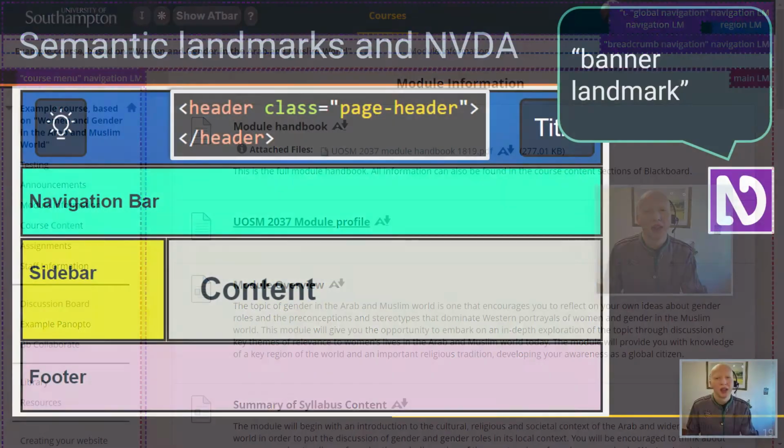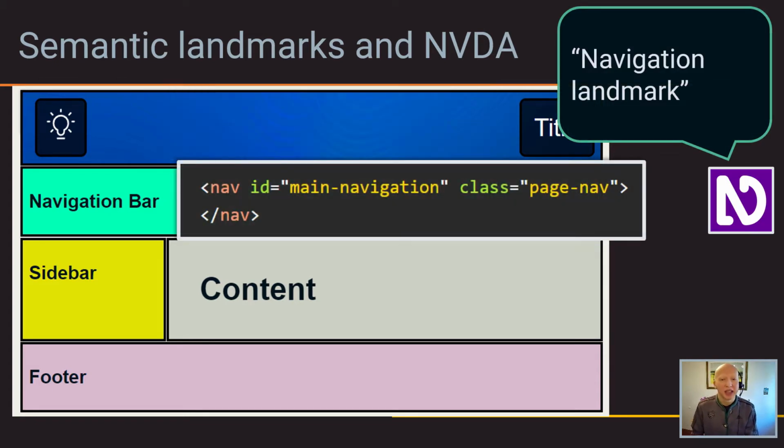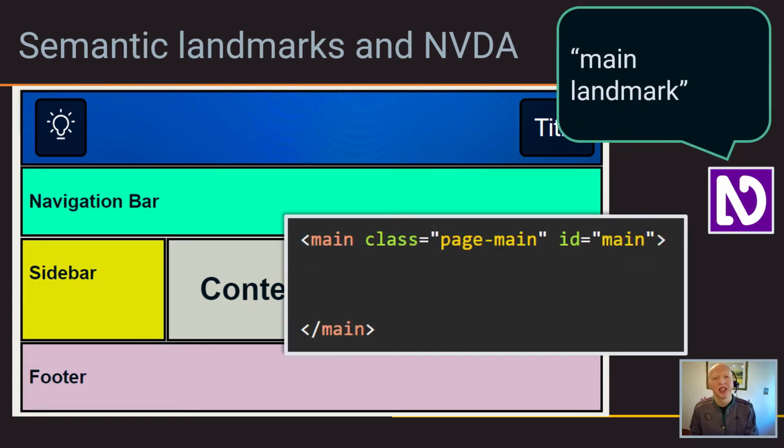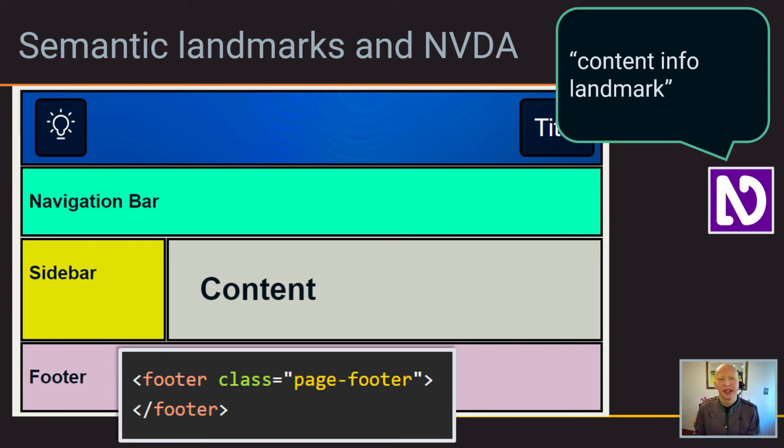A course page on Blackboard, for example, has 3 navigational landmarks to traverse before you get to the content. Using the NVDA screen reader, the header is declared the banner landmark. Navigation is the navigation landmark, and the main section is the main landmark. The aside or sidebar is the complementary landmark, and the footer is the content info landmark.